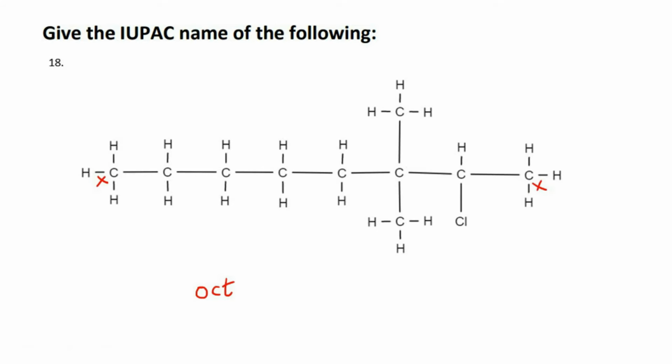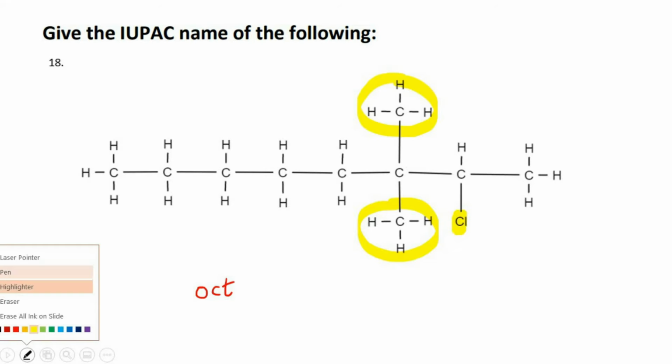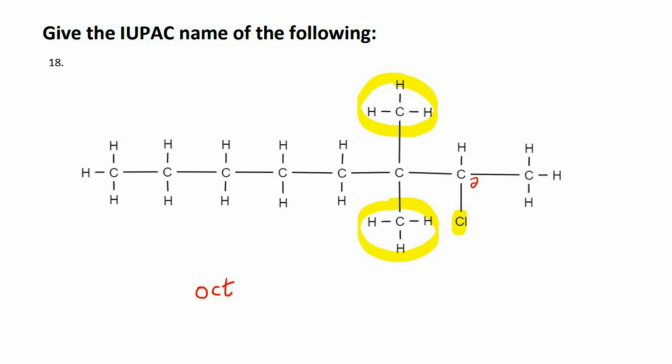Now we need to decide whether we should name it from the left or from the right. We are definitely going to choose the right because we are trying to make the branch numbers as low as possible. So if you look carefully, there is a branch over here, okay? And then there's also a branch over here, and then there's another branch over here. So the branch is on carbon number 2 and also on carbon number 3.